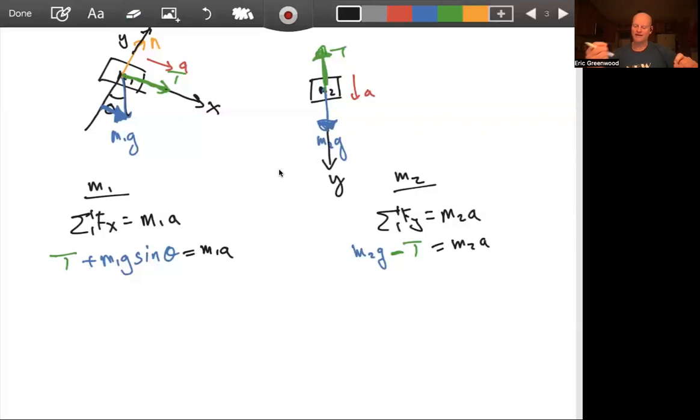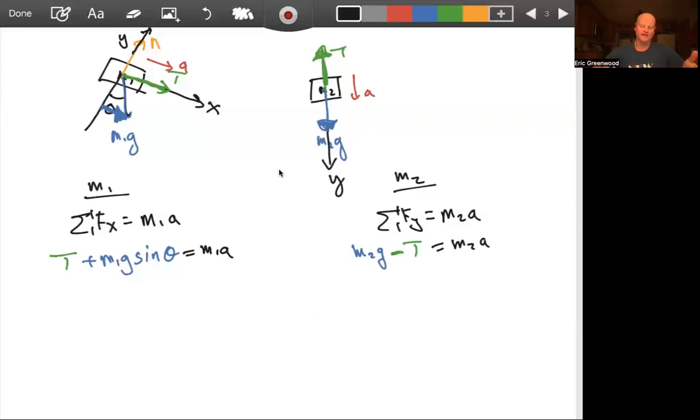Good. So let's look at this one. This one says I could find the acceleration if I know m2, which I'm presuming I do, if I know g, which I do, and if I know the tension. Again, I don't know the tension. But what I do notice is that, by Newton's third law, the tension on m1 is exactly equal to the tension on m2. So I can use the fact that they're the same and then solve this for the acceleration.